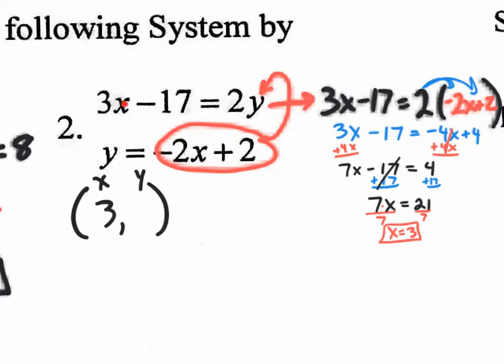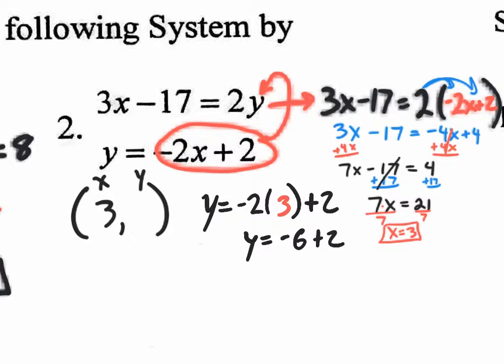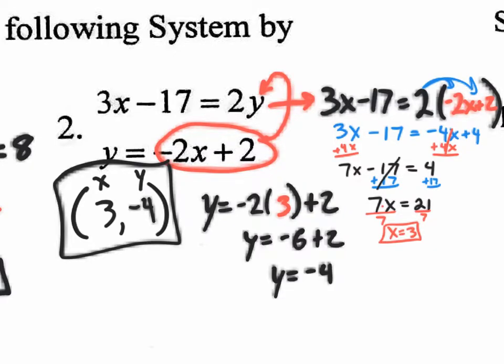You could plug in the 3 up here, get 9 minus 17, and then divide by 2 and you get your answer. But I think this one's easier. Plug in a 3 right here and it'll read y equals negative 2 times 3. Let me show my work. y equals negative 2 times the 3 that we're substituting in for x plus 2. So y equals negative 6 plus 2, which means y equals negative 4. And there's your answer to that next equation, or this system, I'm sorry.